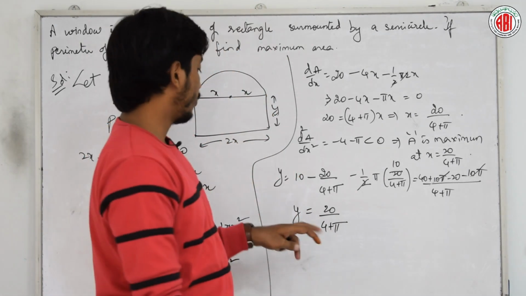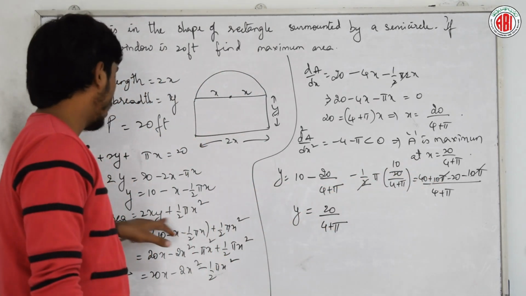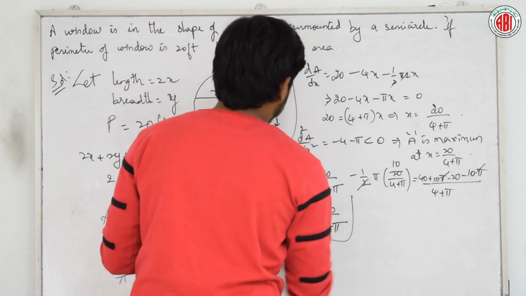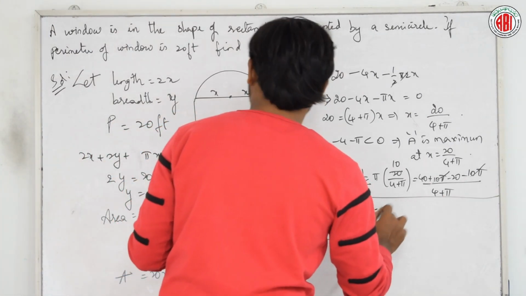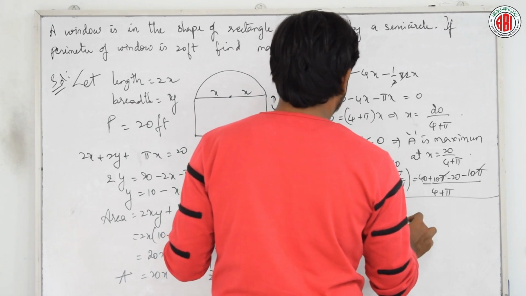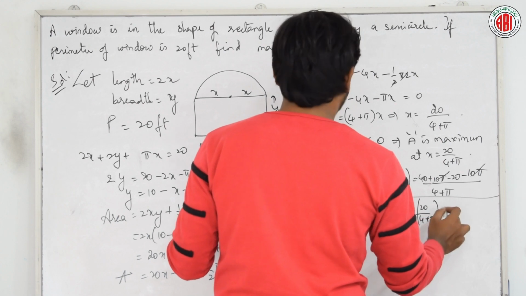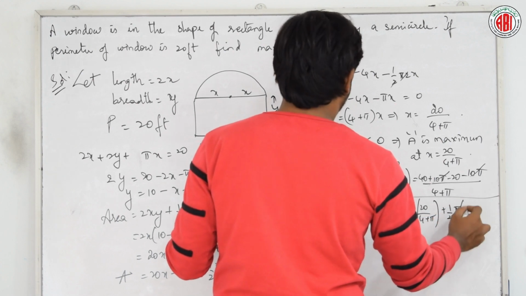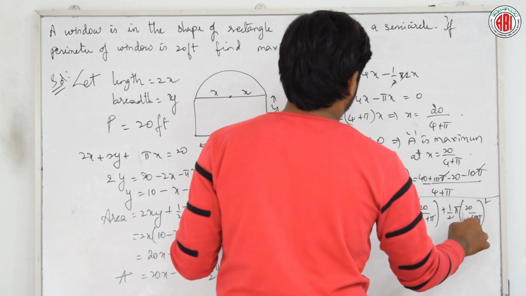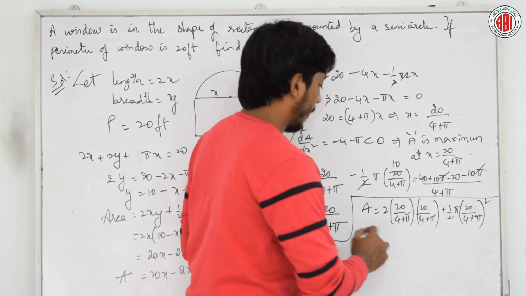So let us substitute this value of x and y in our area formula. It will be easy. That is, area is equal to 2xy plus half pi x square. What is x now? 20 by 4 plus pi.